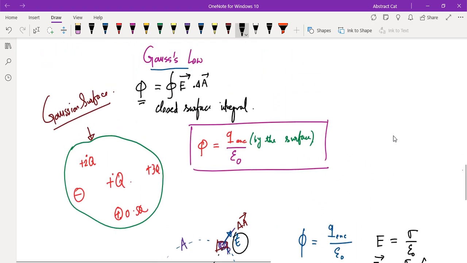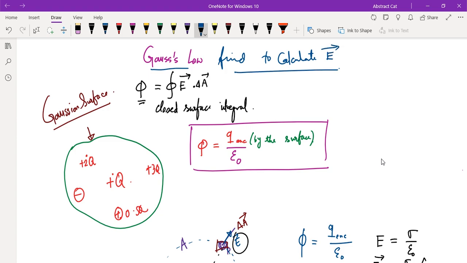Actually, Gauss's law helps to calculate the electric field at any point in space. How? If I choose any point, I choose a Gaussian surface passing through that point, and this surface encloses some charges. Then we can calculate. That's the basic of Gauss's law. Gauss's law helps us find E. That's the main application of Gauss's law.